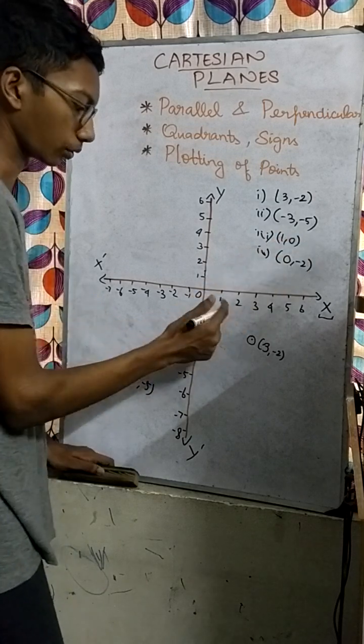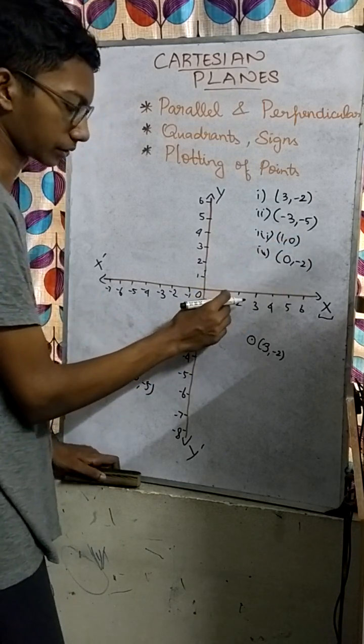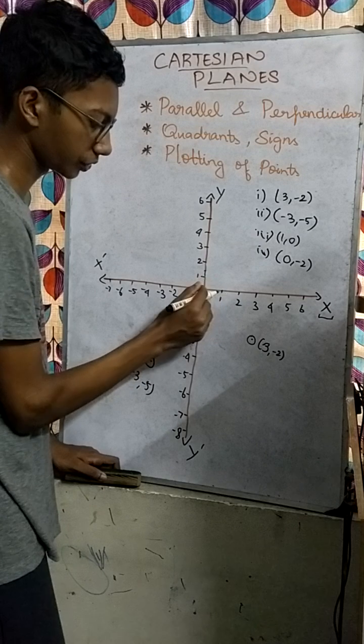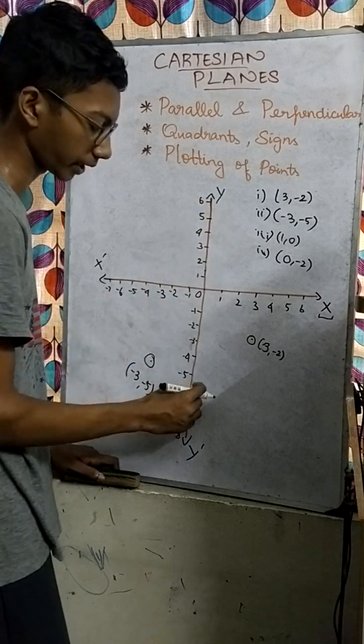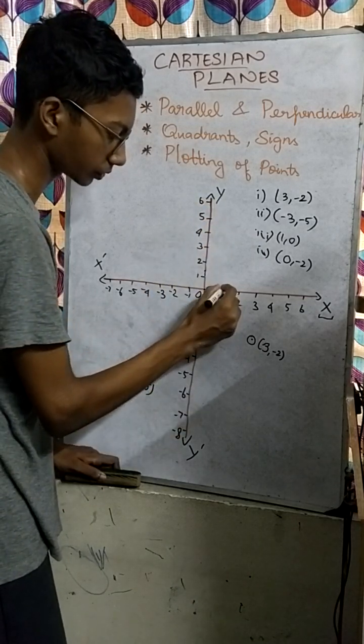Now 1 comma 0. Now 1 is the point on the x-axis. So this is 1 and 0. This is the point on the y-axis. So here 1 comma 0 is this point.